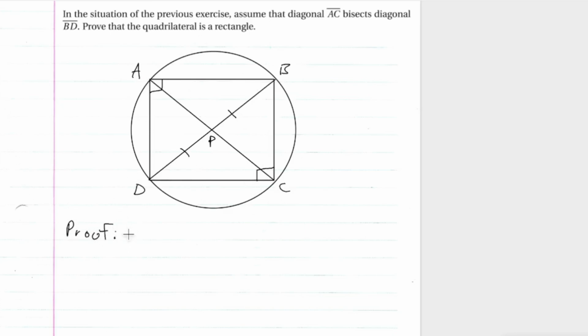So from the previous one, we know that the measure of angle A was equal to 90, which was equal to the measure of angle C, which implied that ABCD was cyclic, right? And of course, now we're assuming that AC bisects BD, right? So that means BP is going to be congruent to PD, where P is the point of intersection of these diagonals. But we're going to come to that a little bit later.